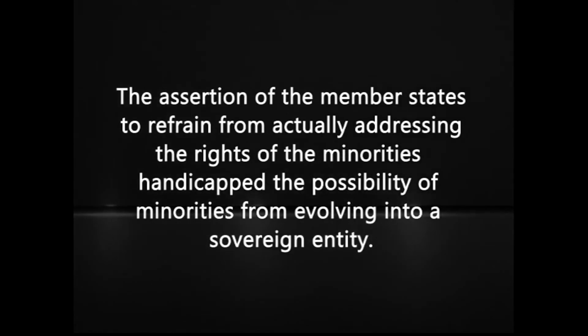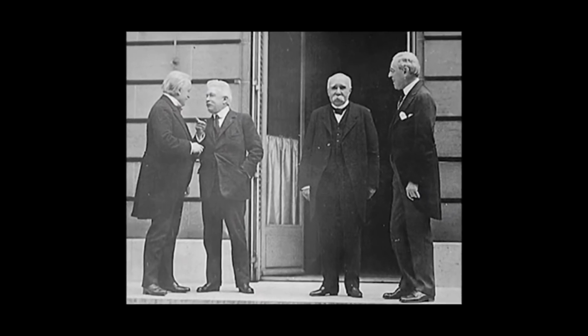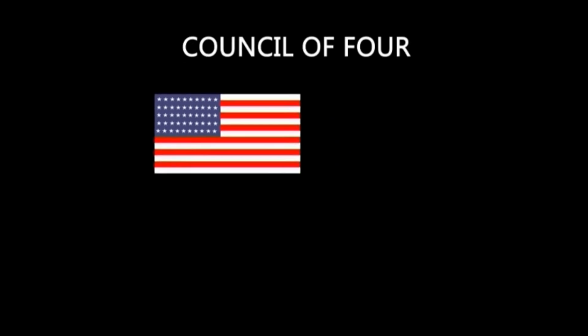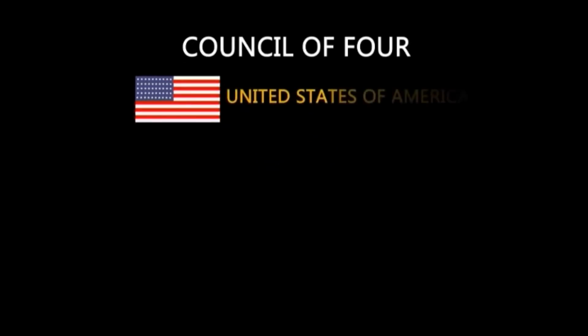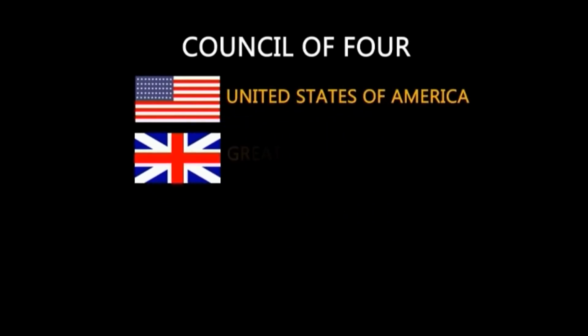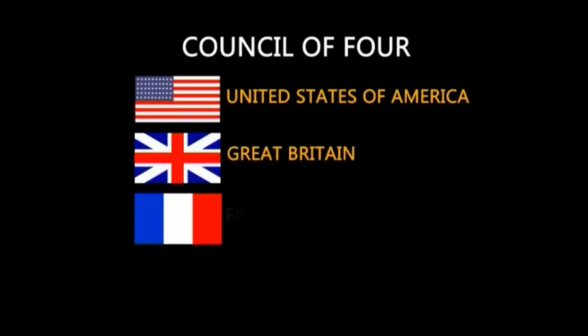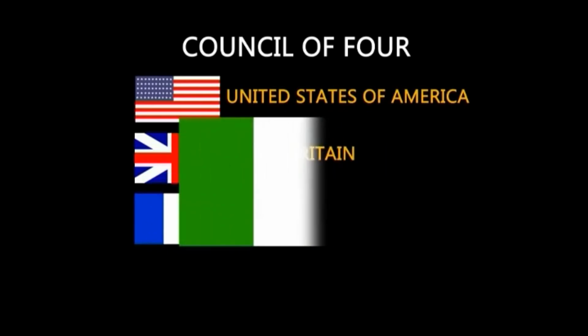In order to address the opposing proposition between the member states and the minorities, the Committee on New States sent two separate proposals to the Council of Four. The Council of Four was a powerful governing body composed of United States of America, Great Britain, France, and Italy.